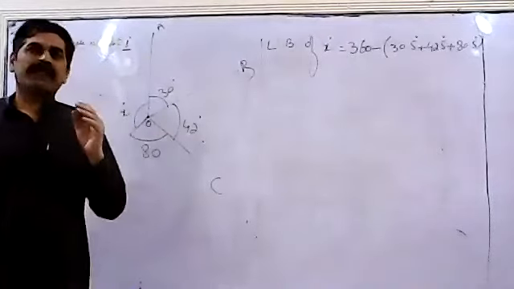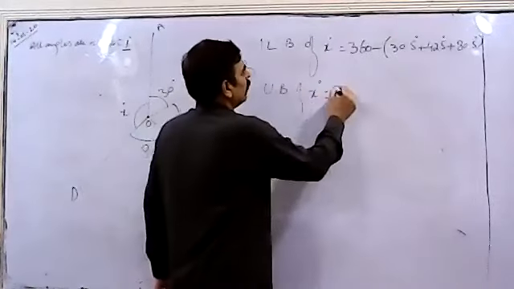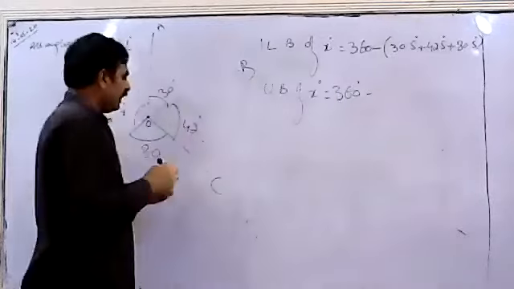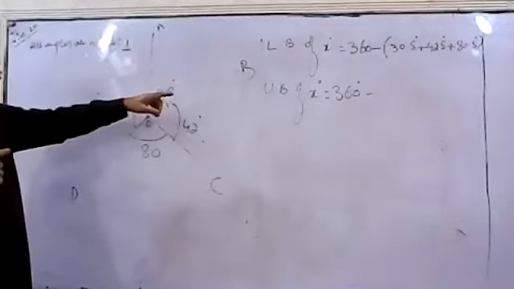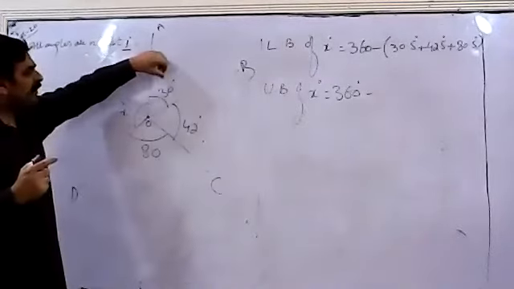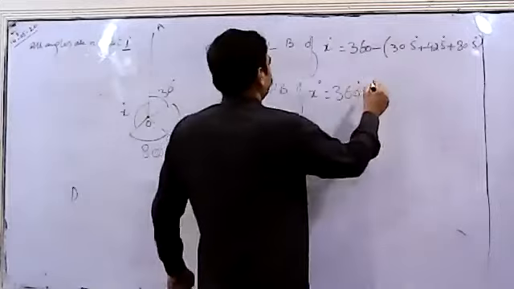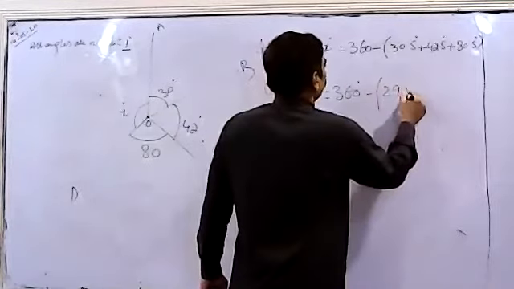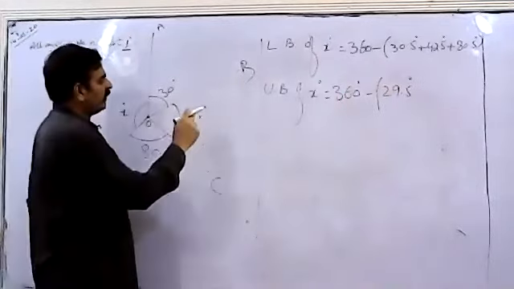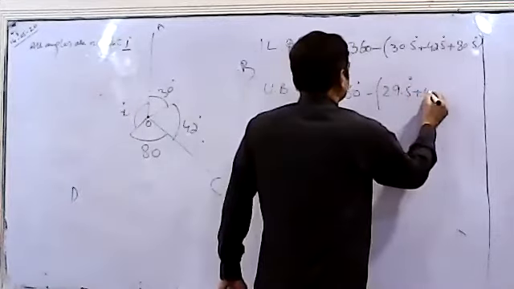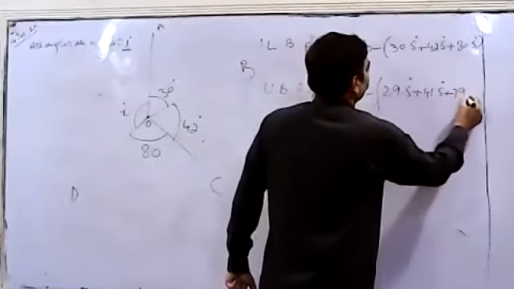If we want to find the upper bound for x, now we will write the lower bound of all these values. We will go opposite. For the upper bound for x degrees, 30 degrees: the upper bound of 30 degrees becomes 30.5, and the lower bound is 29.5 degrees. We will write lower bounds of all these three values: 29.5 degrees plus 41.5 degrees plus 79.5 degrees.